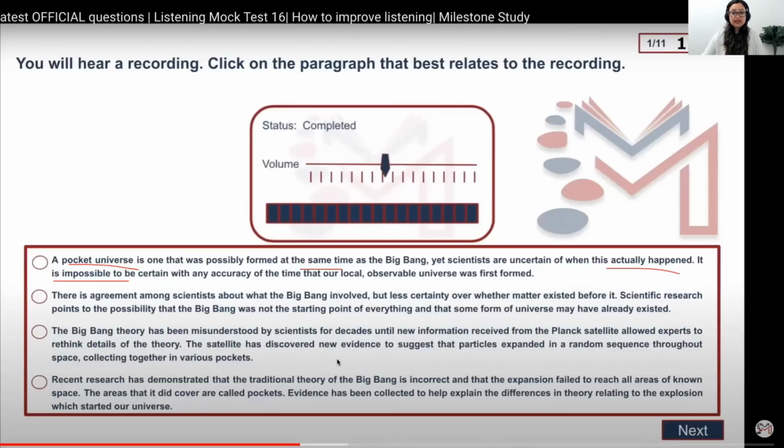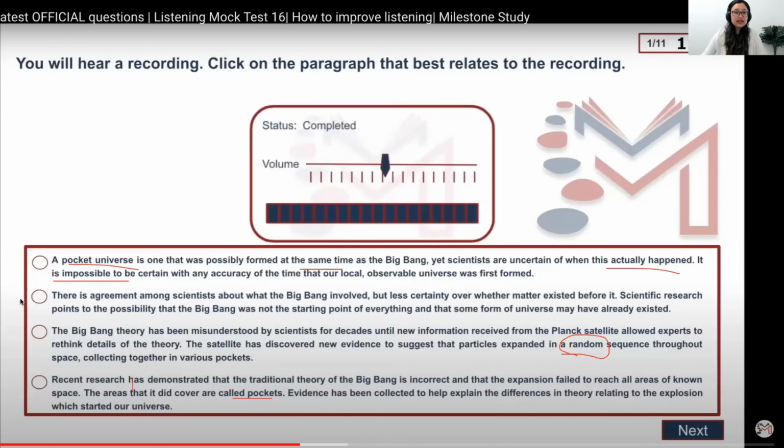The satellite has discovered new evidence to suggest that particles expanded in. No, this is wrong because they said even sequence. Recent research has demonstrated that the traditional theory of the Big Bang is incorrect and that the expansion failed to reach all areas of known space. The areas that it covers are called pockets. This is wrong. Evidence has been collected to help explain the differences in theory. No, that is not the main idea.